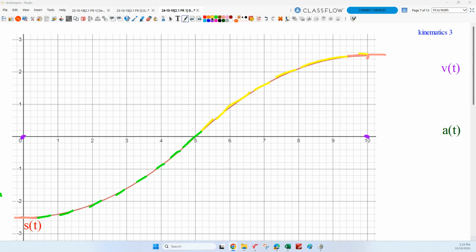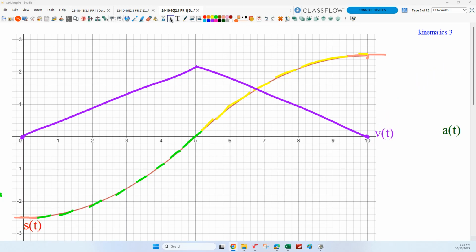Okay. So then what would the graph look like, the purple graph? It's going to start at 0. It's going to increase till it gets to 5. And then it's going to decrease until it gets to 10 again. Make sense? Give me thumbs on that. Okay, so now that's v of t. What's a of t going to look like? What's the acceleration going to look like?